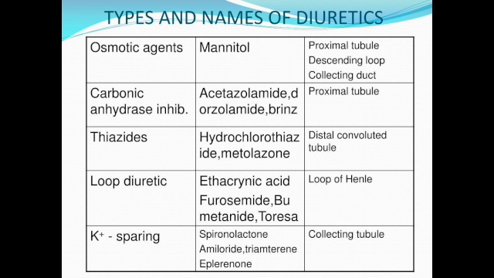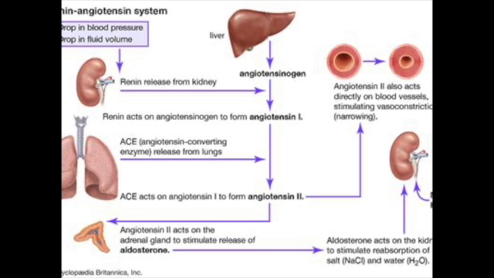Next will be potassium-sparing diuretics. These are spironolactone and eplerenone. So the mechanism is an aldosterone receptor antagonist in the distal cortical collecting tubule, increasing sodium and water excretion while conserving potassium and hydrogen ions.